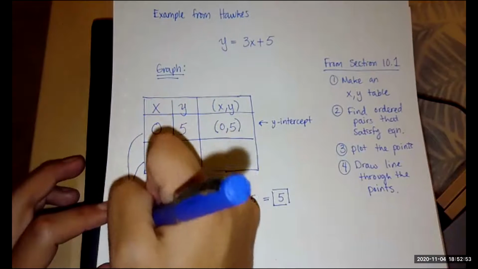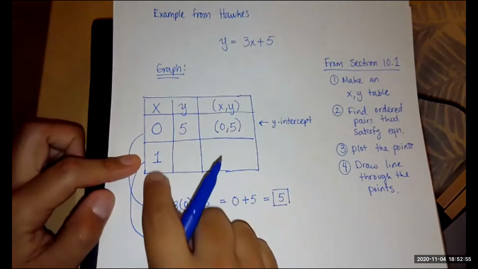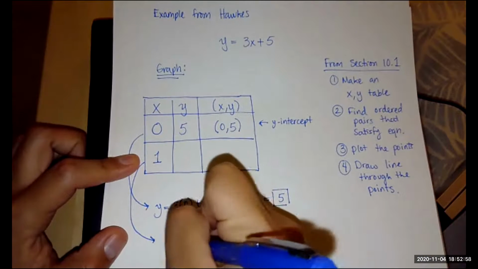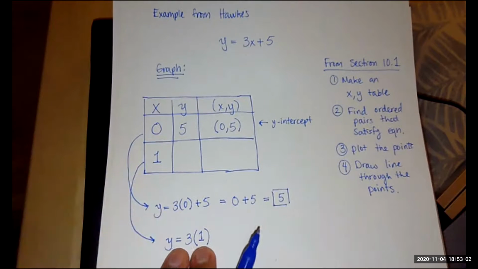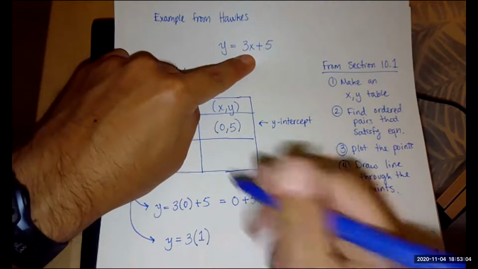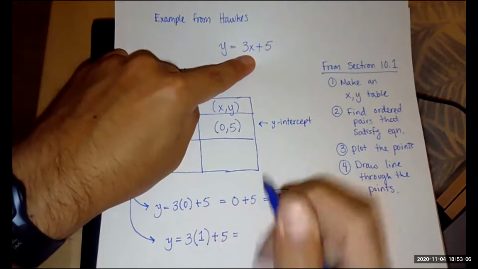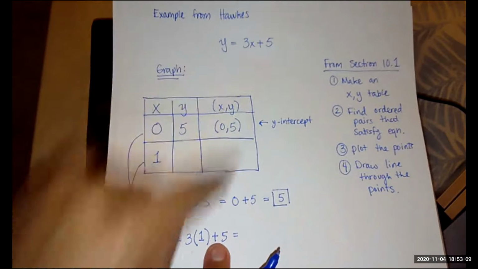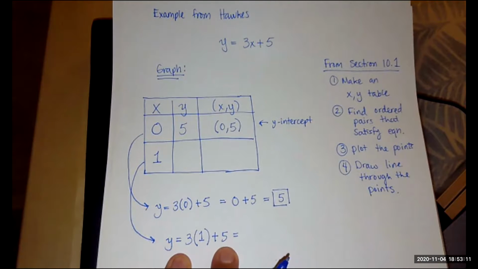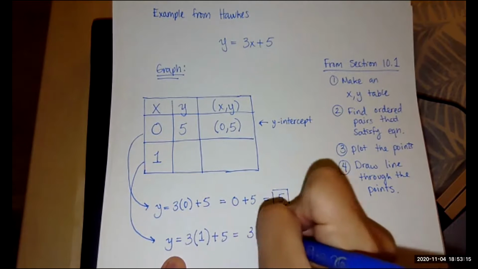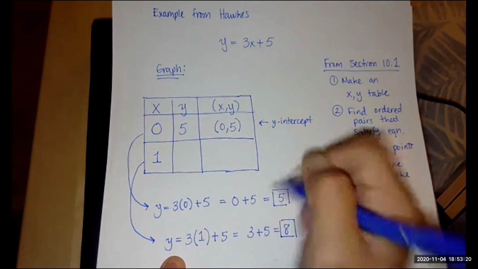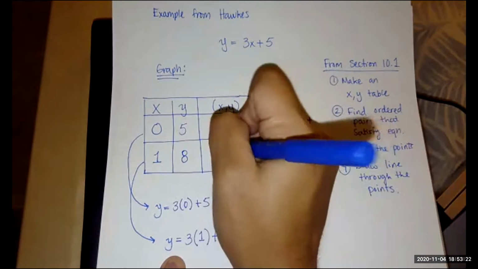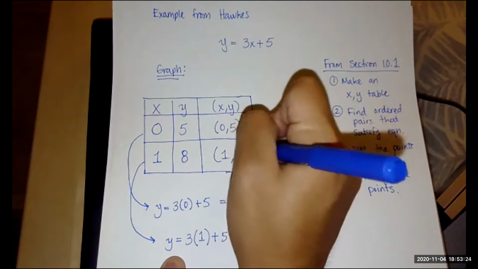And then I could plug in this one to get an arbitrary point. The new y value is going to be 3 times 1, because I'm replacing the x in the original equation, plus 5. So 3x plus 5, 3 times 1 plus 5. 3 times 1 is 3, plus 5 is 8. So that's my y value here, 1, 8 is the completed ordered pair.